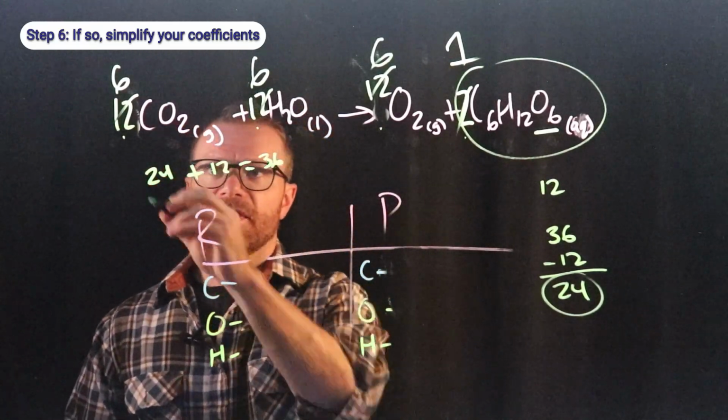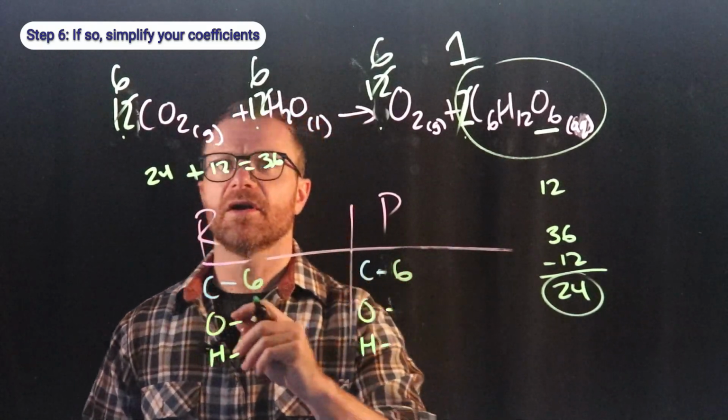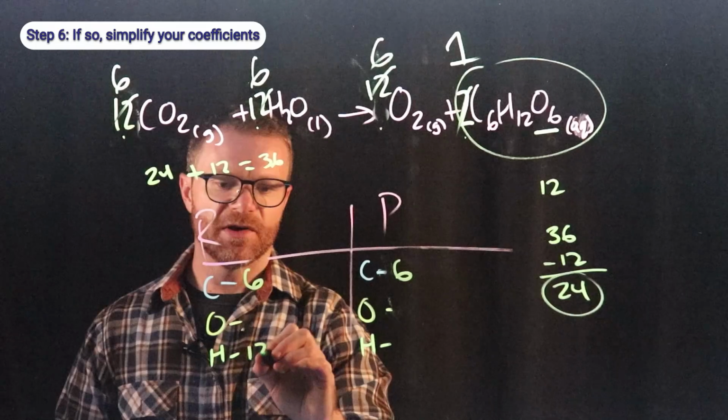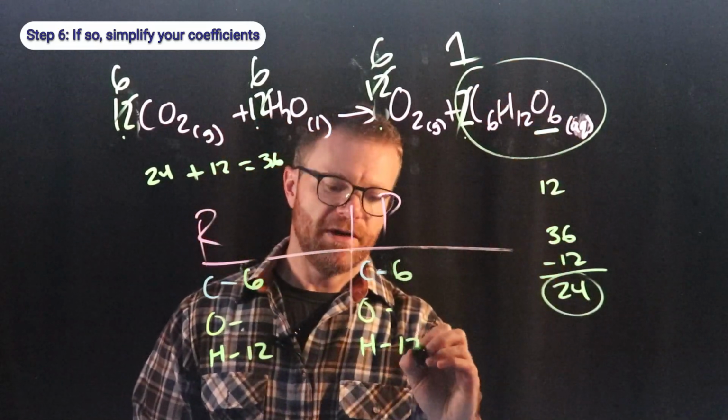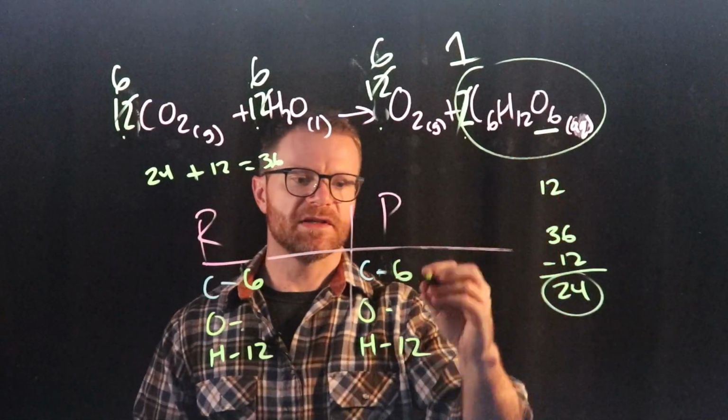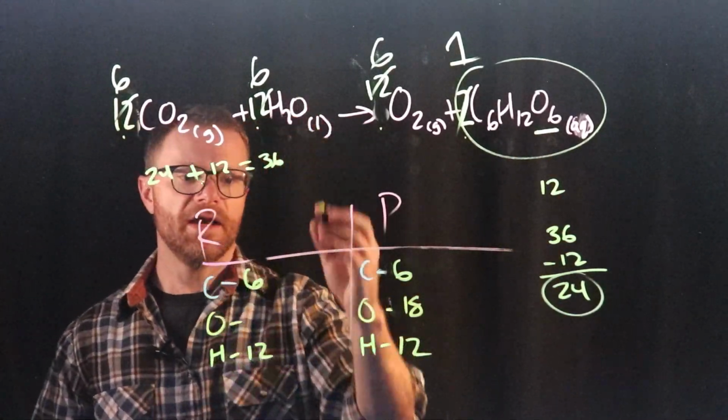And we end up with 6 carbons here, 6 carbons here. How many oxygen? Well, I'll do oxygens last. 6 times 2, 12 hydrogens here. 6 times 2, 12 hydrogens here. And then 6 times 2, 12, plus 6, 18 oxygens here, and 18 oxygens here.